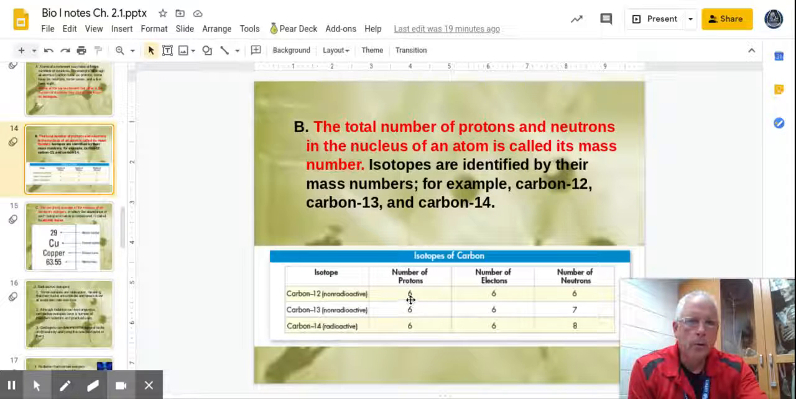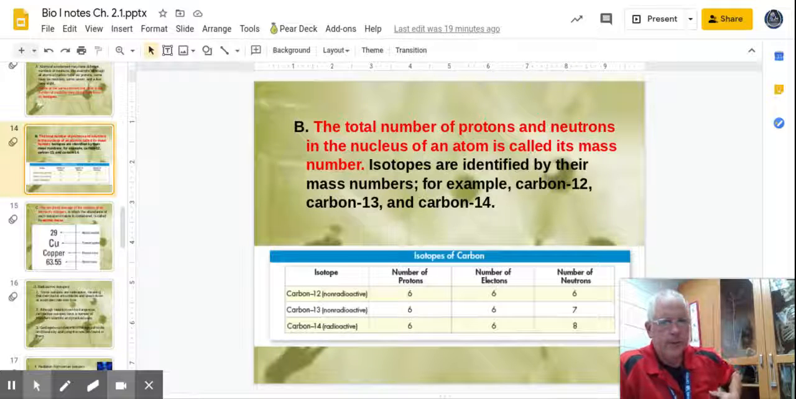Mass number is protons plus neutrons. So here I got 12. That's my mass number. This is 13 because I have 7 neutrons. So 7 plus 6 is 13. And carbon-14 has 8 neutrons. So 8 plus 6 is 14. So that's what we call isotopes, okay?